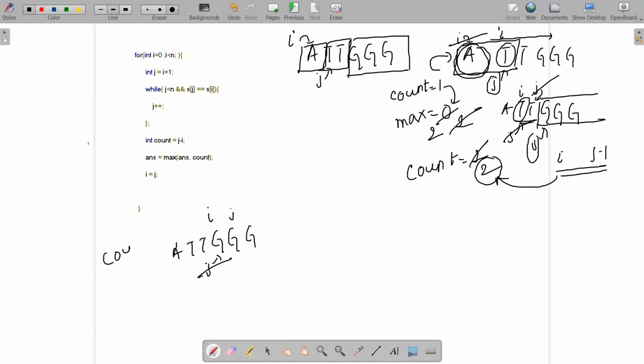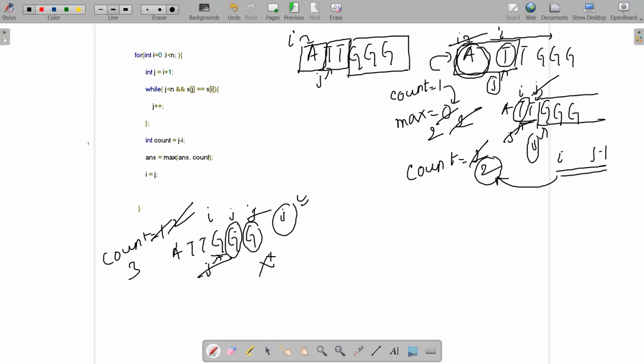Again, reset your count. Right now only the ith character is inside the substring. That's it. Now start j from i plus 1. Then the jth character is equal to that of the ith character. Increase the count. Again, take your j to the next step. The jth character is equal to that of the ith character. Increase the count. And then j goes out of the bound of the array.